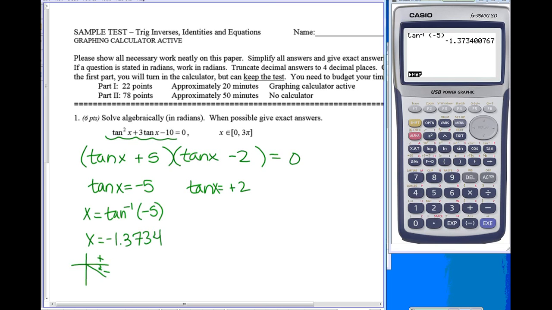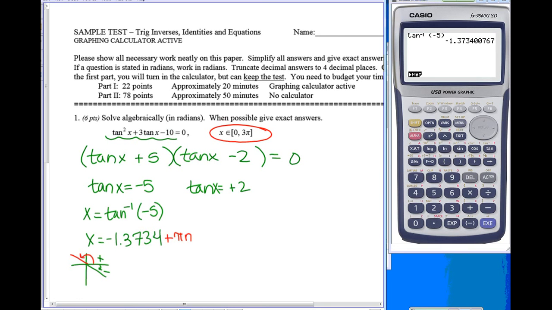But if I look at the domain for my original problem, I want all of the answers between 0 and 3 pi. So I have to think about where else tangent might be negative. Tangent would also be negative over here in the second quadrant. I can also keep looping around the circle because I can go from 0 to 3 pi. If I were to write this as a general form, it would be the answer that I got plus pi n, because tangent's period is pi.